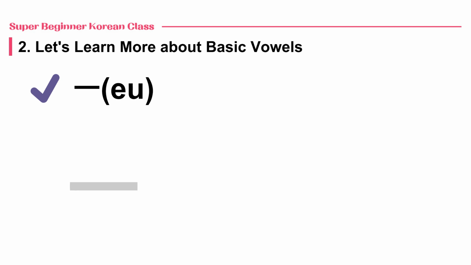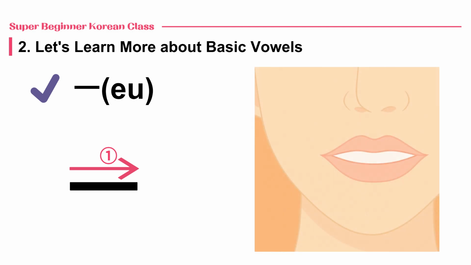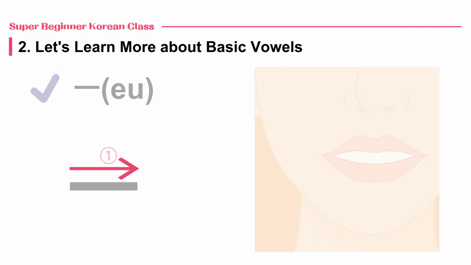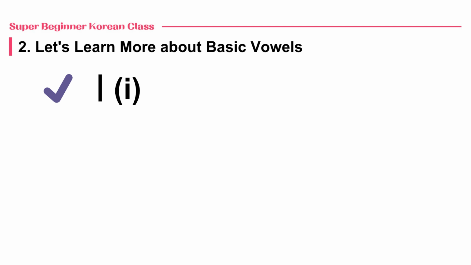Next one is U. Write U with a single line from left to right. Keep your lips flat and horizontal. Your tongue doesn't touch your teeth. U. U. U.